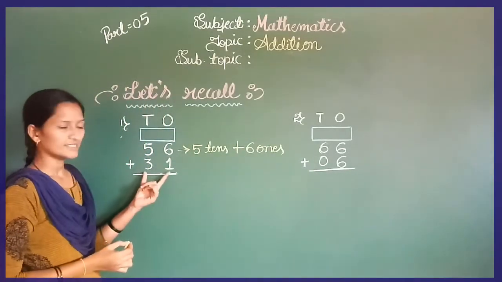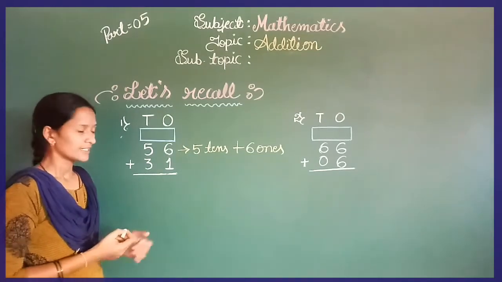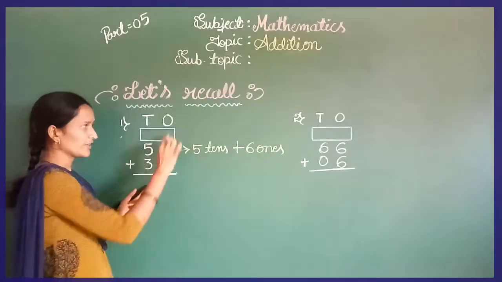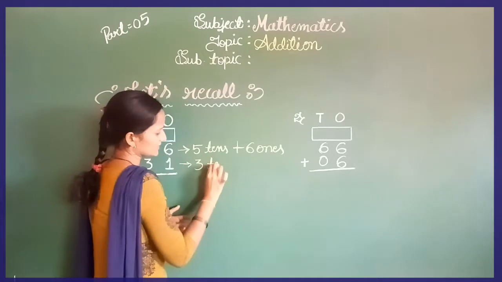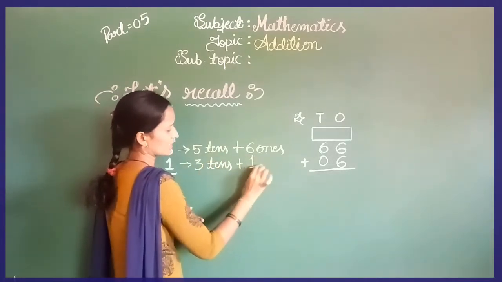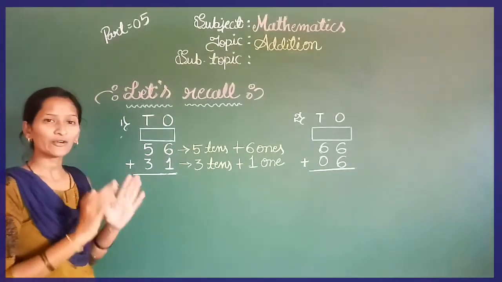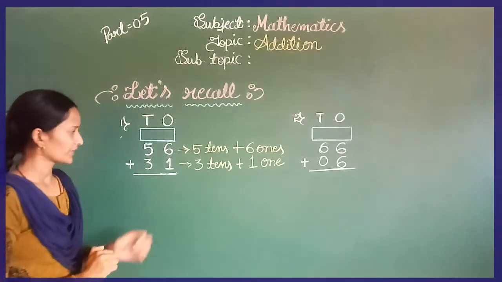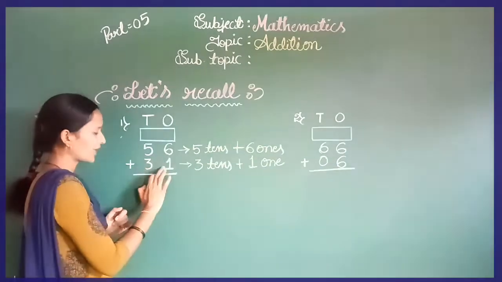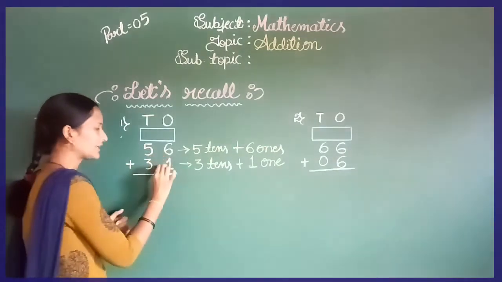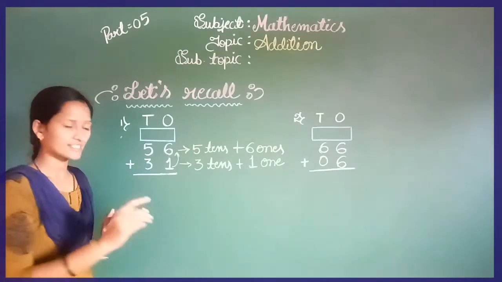In the number 31, how many tens and ones are here? Yes, 3 tens and 1 one, right? So write here, 3 tens plus 1 one, okay? Now first you have to add the digits in the ones column. What digits are there? 6 and 1, right? So 1 plus 6. What is 1 plus 6? 1 plus 6 is 7.